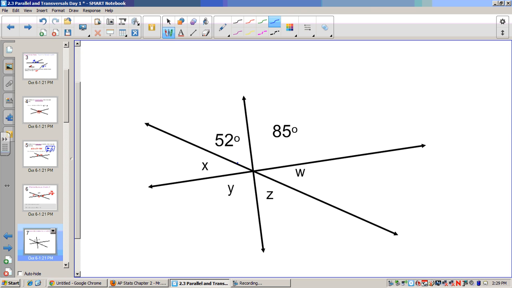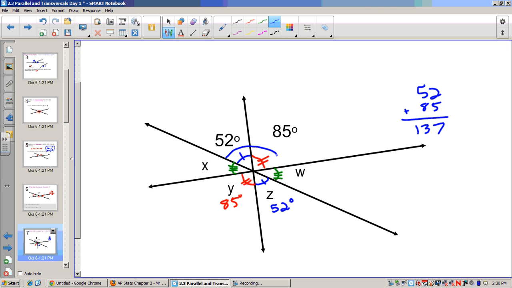All right. This angle here is going to be vertical with angle z, so z would have to be 52 degrees. Angle 85 will be congruent with this angle y, so this will be 85 degrees. X will make 3 little dashes, will be congruent with w. However, we don't know either of those angles, so we have to somehow figure out what those are. Well, we know 52 plus 85 is going to be 137.